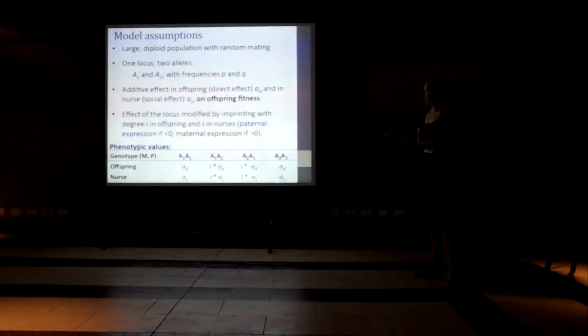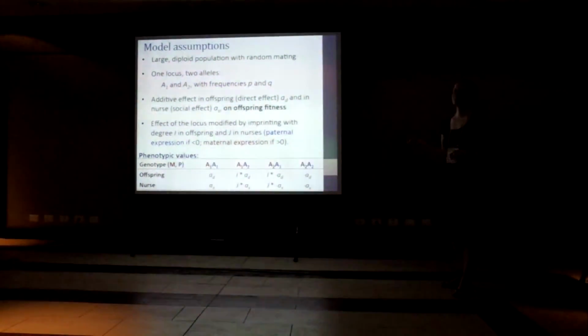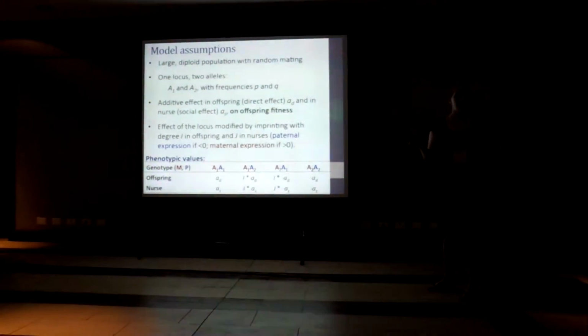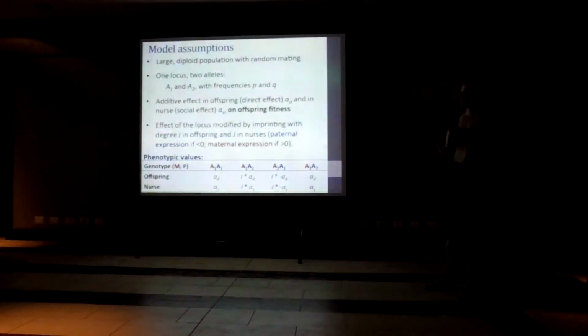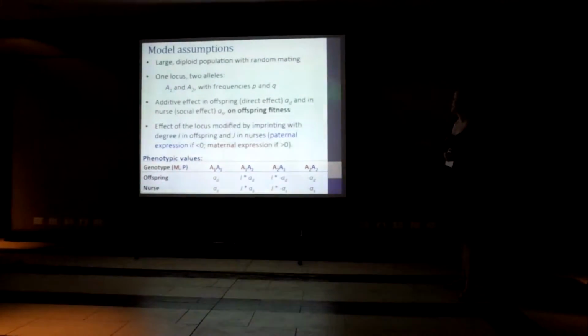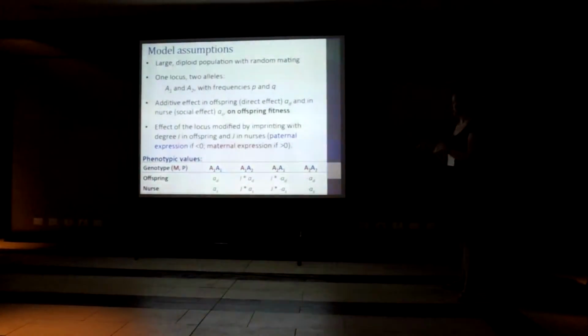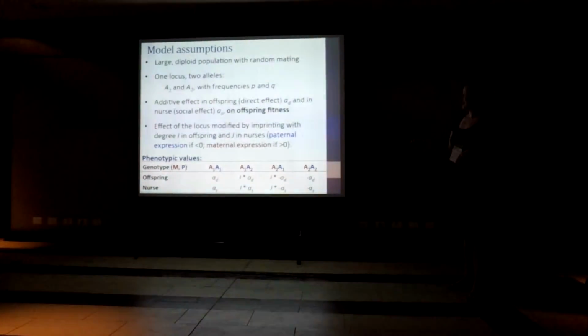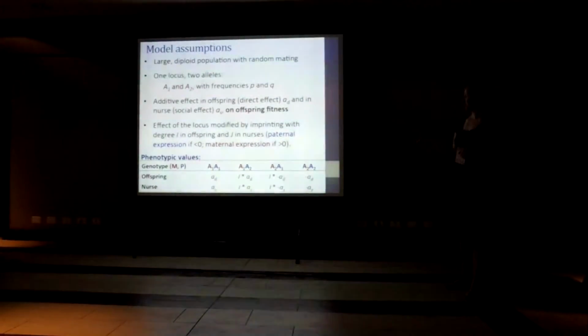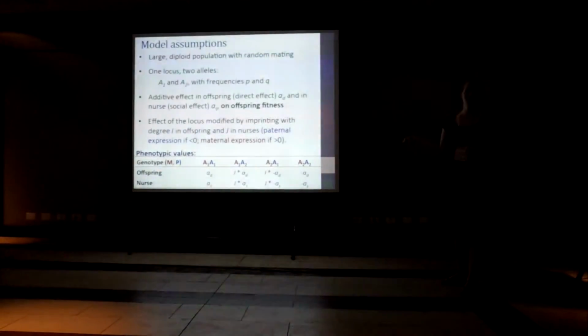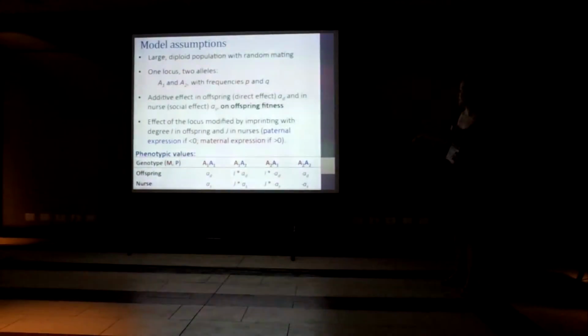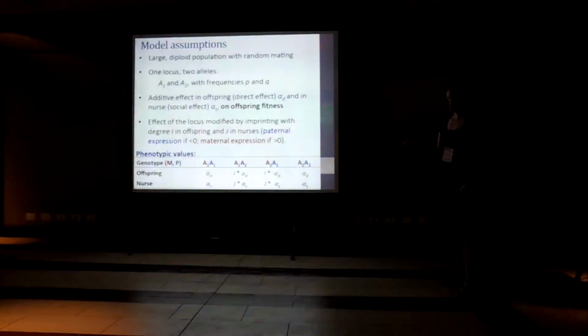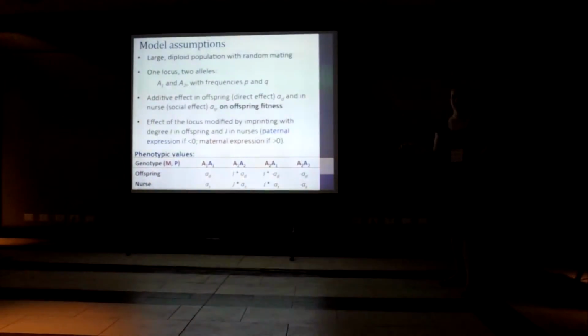We assume that the effect of the locus is modified by imprinting with degree I in the offspring, J in the nurses, where these parameters take values between -1 and 1. Negative values imply that there is paternal expression, positive values imply that there is maternal expression. The table down the bottom, probably the people at the back can't see this, gives us the expected phenotypic values for offspring and nurses for each of the 4 possible genotypes. Note that there are 4 possible genotypes rather than 3, because with imprinting we need to distinguish between the reciprocal heterozygotes because they're expressing different alleles.